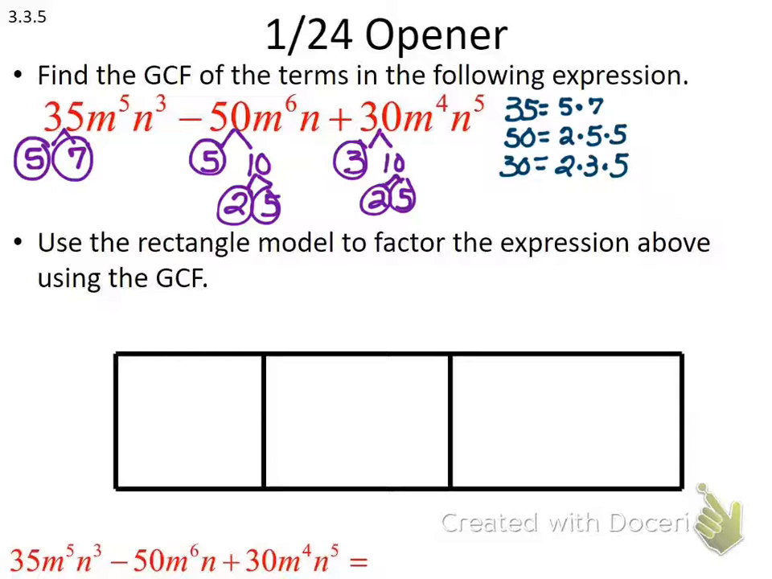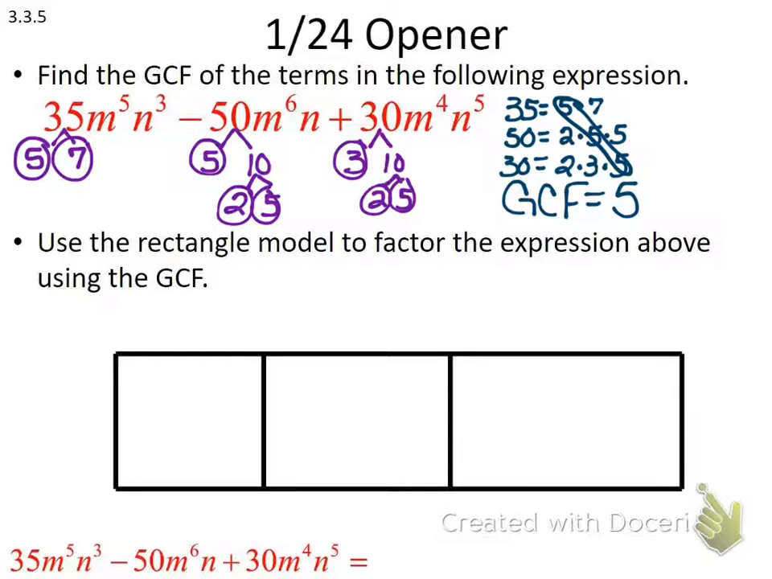Circle the ones that are all the same. Okay, what all the same? What they all three have in common? What do they all have in common here? 5. So one group of 5. So my greatest common factor is going to be 5.